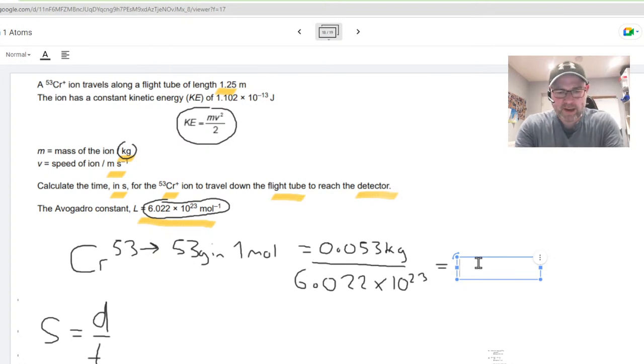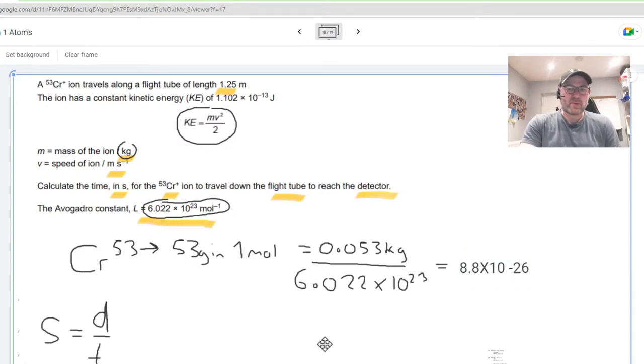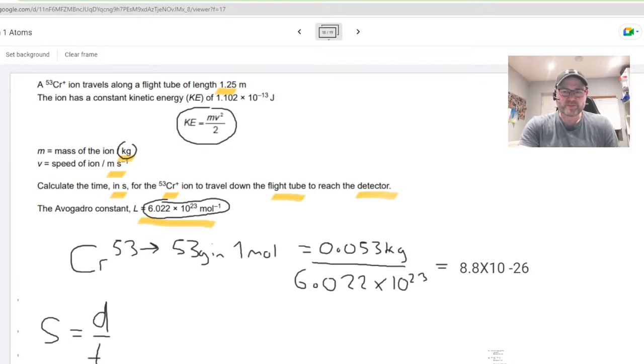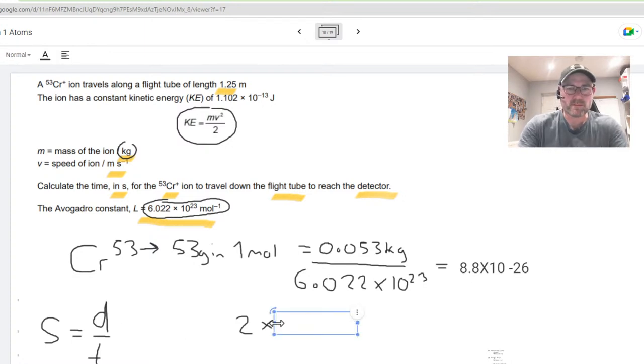Right, let me go through it for everyone then, as Gabby has shot ahead. 8.8. Hey, I'm rounding, by the way, so my answer might not be exactly the same, but there we go. So 8.8 times 10 to the minus 6. Now, what we're going to do with the mass, we need to rearrange. We don't even know if she's right yet, but we'll see in a sec. She probably is. We're going to do 2 times KE.